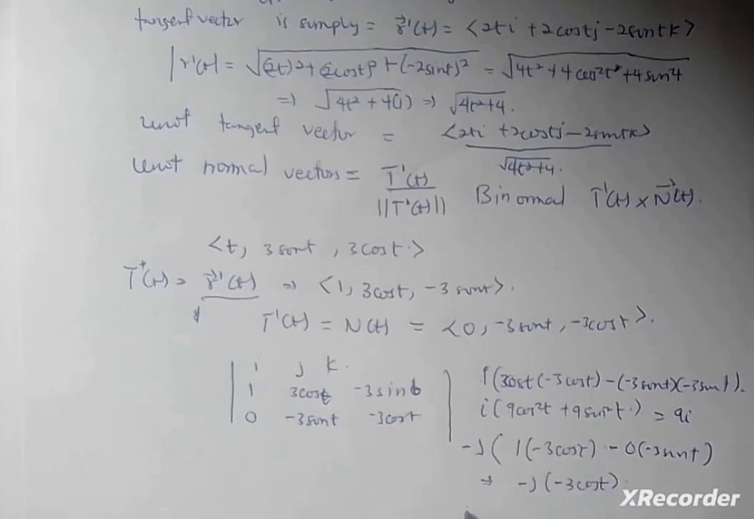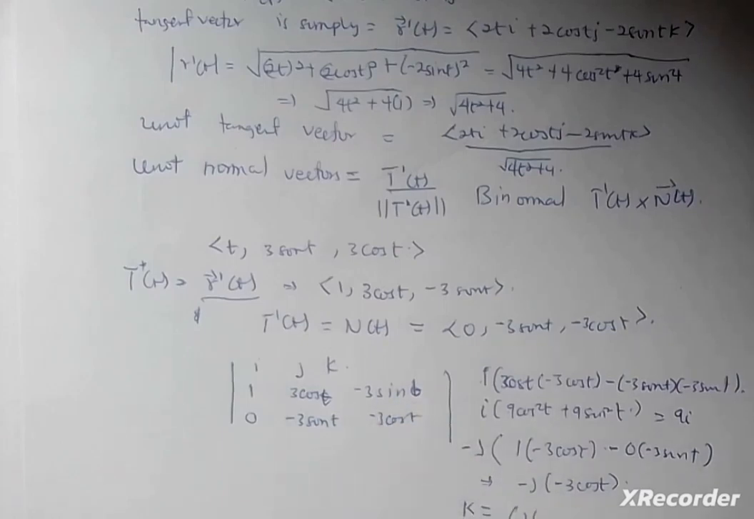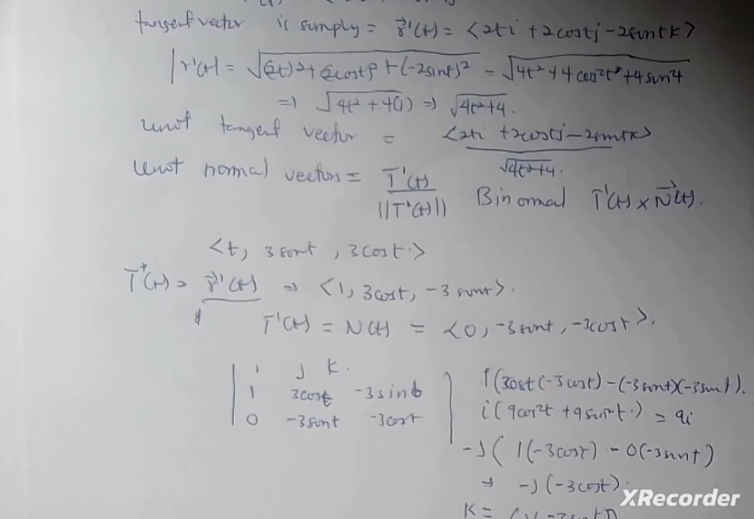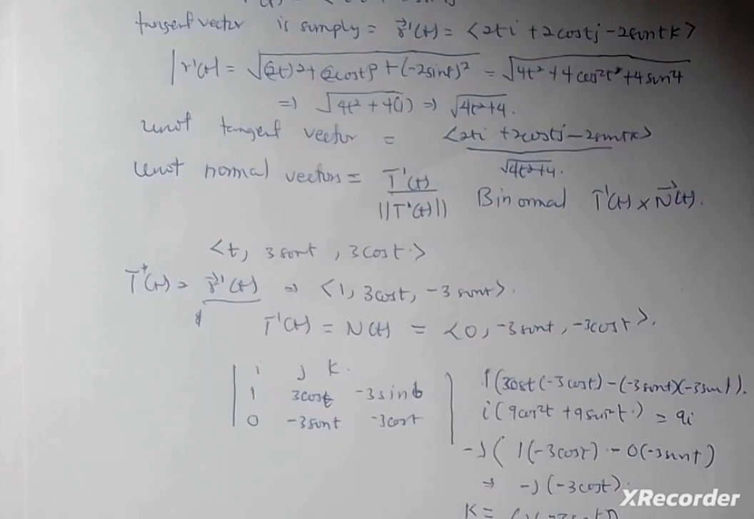Then when I come to the k part, the k part will simply give me 1 multiplying the expression negative 3 sin t, then minus 0 multiplying this, so that part will be 0. So I'm going to get 9i plus 3 cos t j, then minus 3 sin t k.